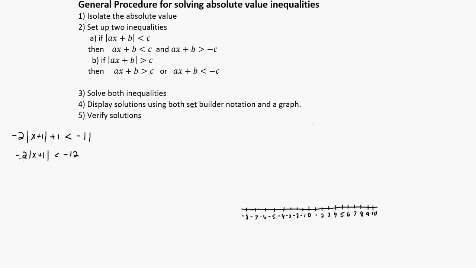Okay, to get it isolated, I divide both sides by negative 2, and I have the absolute value of x plus 1. When I divided on both sides, I had to divide by a negative, this negative 2. So that switches this inequality from less than to greater than, if you recall that from Algebra 1. And this becomes positive 6 because I have a negative divided by a negative. Okay, so I've isolated the absolute value, check.